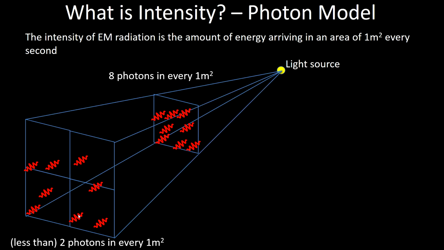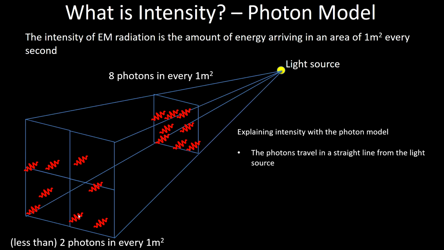The reason I've put less than 2 photons in every 1 meter squared is that obviously some of them may also have been absorbed on the way, so we may get even less than that. So that's the idea, and you can see what happens here is we've gone from 8 photons in every meter squared every second to 2 photons in every meter squared every second. The individual photons are carrying the same amount of energy, there's just fewer of them going through each meter squared, and so the intensity is less.